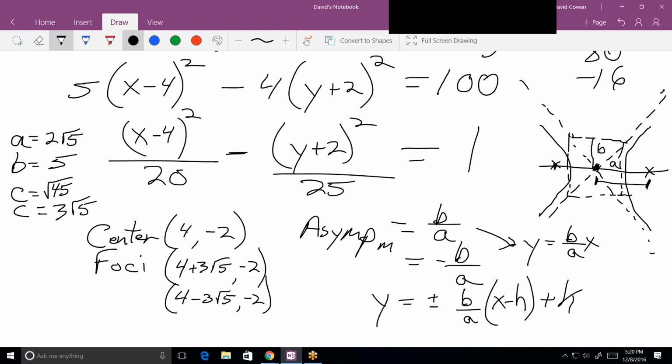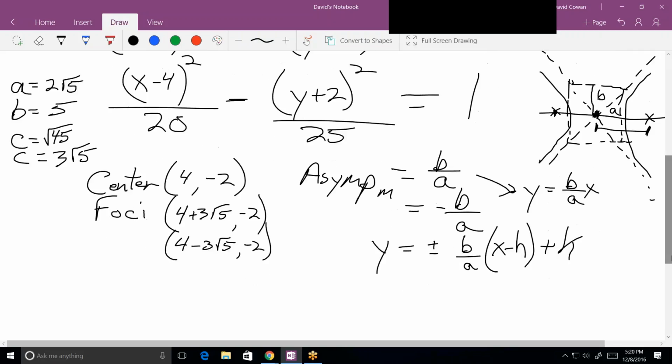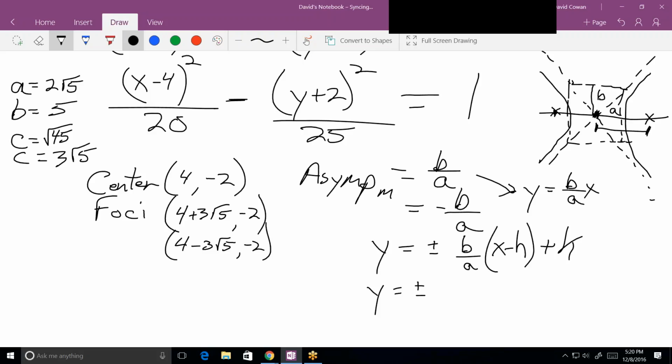So now, to get that equation, let's plug in everything we know. What's our equation going to be? I like the fact that it's plus or minus. So b over a would be 5 over 2 root 5, but you can't have a root 5 there. Let's worry about that when we're done. It's an irrational number. 2 root 5, x plus 4. Here's the equation right here.